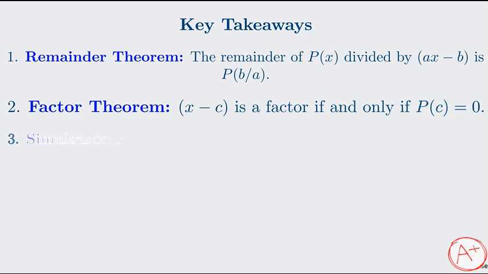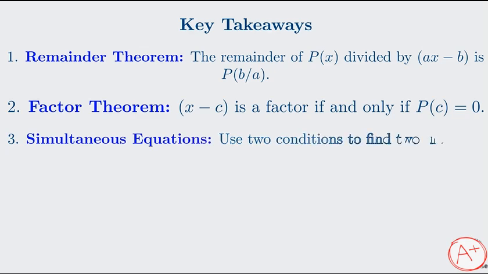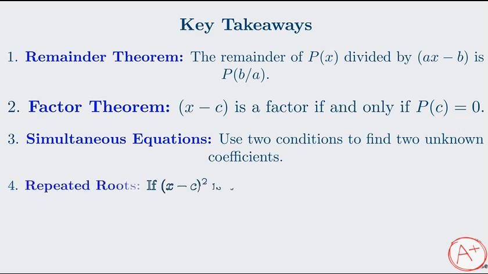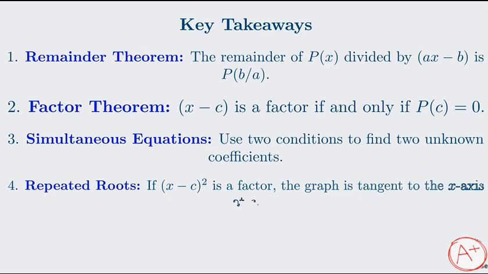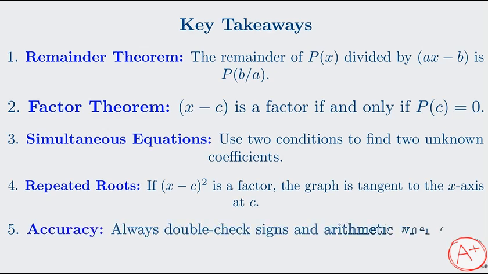Third, when you have unknown coefficients like a and b, you create and solve a system of simultaneous equations using these theorems. Fourth, remember the graphical link. A single factor crosses the axis, while a repeated factor results in a tangent point. Finally, maintain high accuracy with your mental and calculator arithmetic, especially when dealing with negative substitutions.